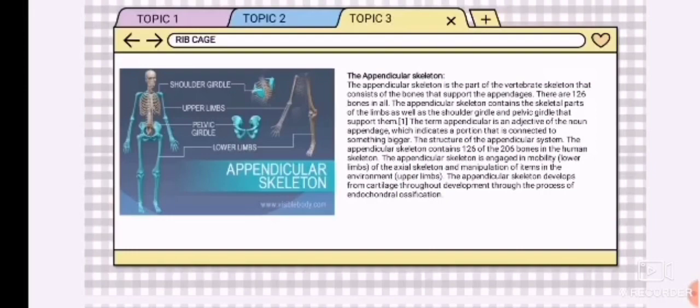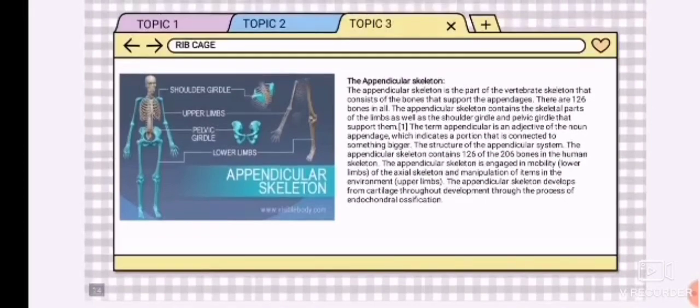The term appendicular is an adjective of the noun appendage, which indicates a portion that is connected to something bigger. The appendicular skeleton contains 126 of the 206 bones in the human skeleton. The appendicular skeleton is engaged in mobility, by the lower limbs, and in manipulation of items in the environment, by the upper limbs.